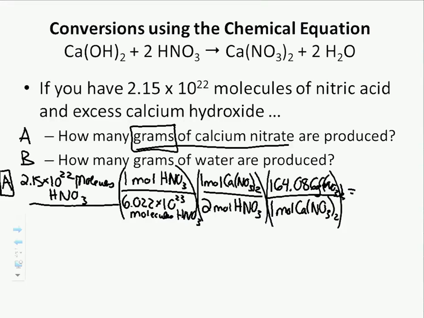Okay, so let's look and see what we did here. And notice all of our stuff is canceling. I haven't been canceling it out, but I hope you've been able to follow that. Molecules of HNO3 cancels with molecules of HNO3. Moles of HNO3 cancels with moles of HNO3. Moles of calcium nitrate cancels with moles of calcium nitrate. And we end up with grams of calcium nitrate, which is what we wanted. So we have our molecular weight here. We have our chemical reaction that's been balanced here.